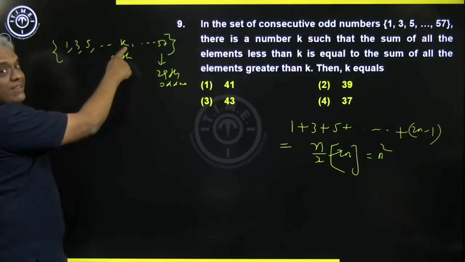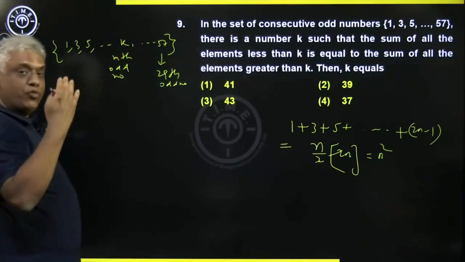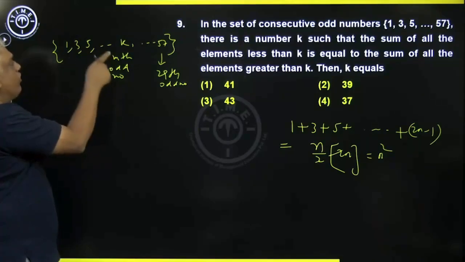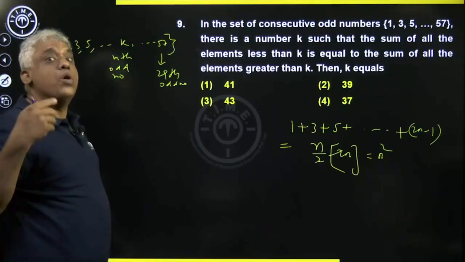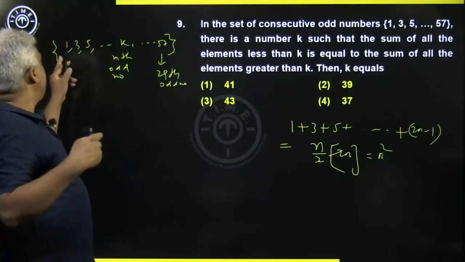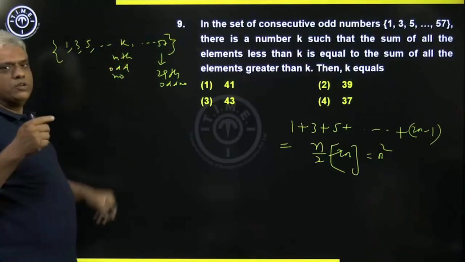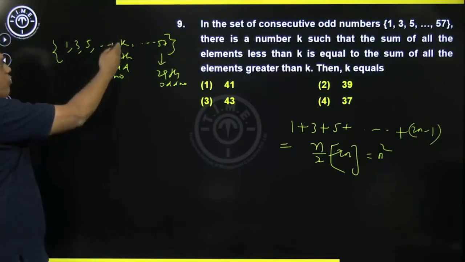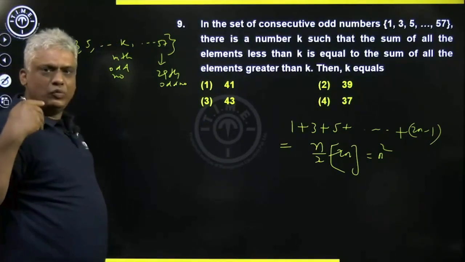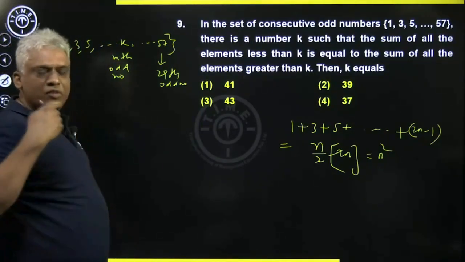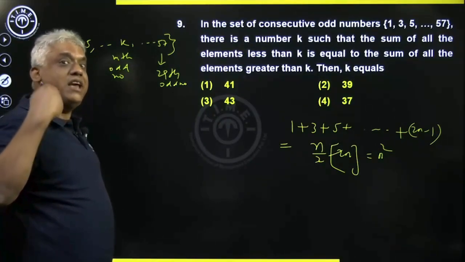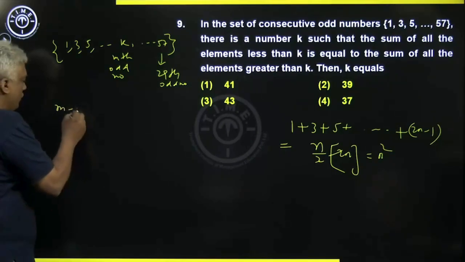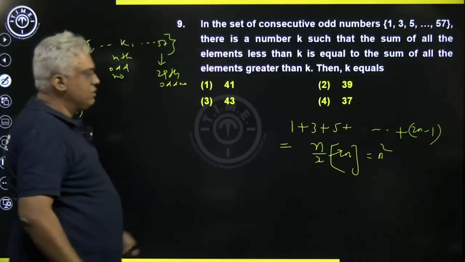So we have assumed that k is the mth odd number. Before m, whatever the odd numbers are, we can add them. Before m, there are m minus 1 odd numbers, and they are the first m minus 1 odd numbers. So what is their sum? The sum is m minus 1 whole square. See, before k, there are m minus 1 odd numbers, I mean, starting from 1. So basically, they are the first m minus 1 odd numbers, so their sum will be m minus 1 whole square according to this formula.